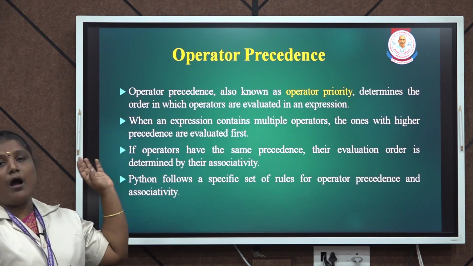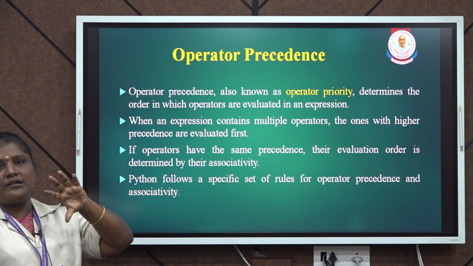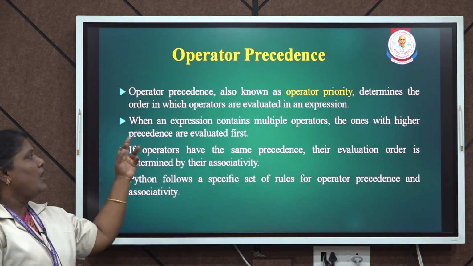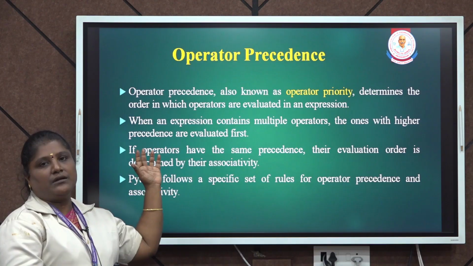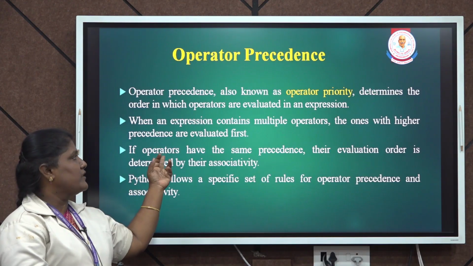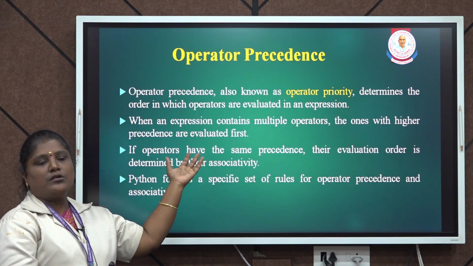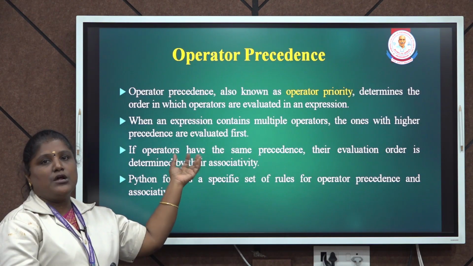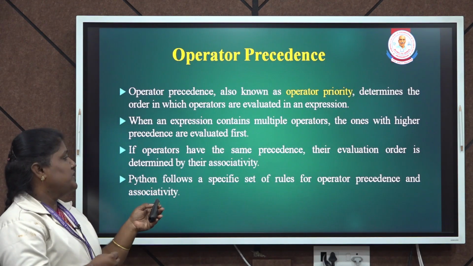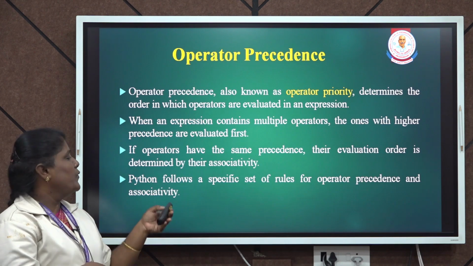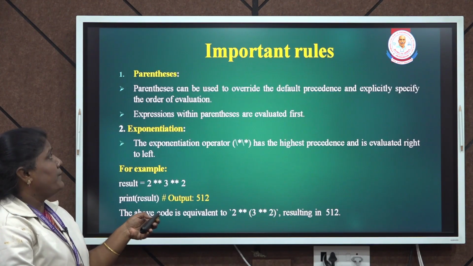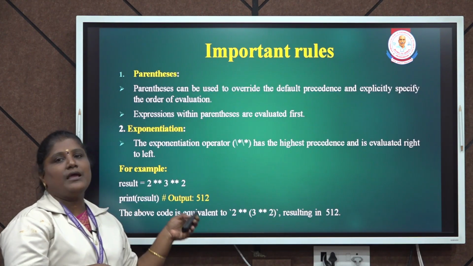Next we move on to operator precedence. Precedence means priority: which operator is performed first. An expression is a collection of operators and operands. When an expression has multiple operators, which operator is executed first is known as operator precedence. If operators in an expression are the same, we use associativity, otherwise we use operator precedence. In Python there are important rules for operator precedence.